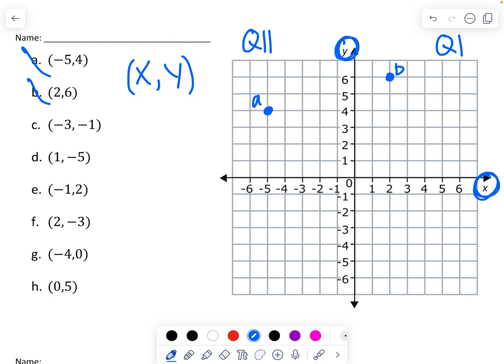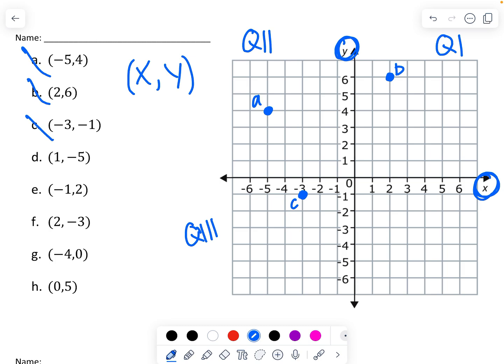So then on C, it's -3, -1. I start at 0, I go to the left 3, and then I go down 1. So it would be right there, and that's C. Now, what quadrant is that one? Well, the top right was 1, top left was 2, so that makes this one quadrant 3.